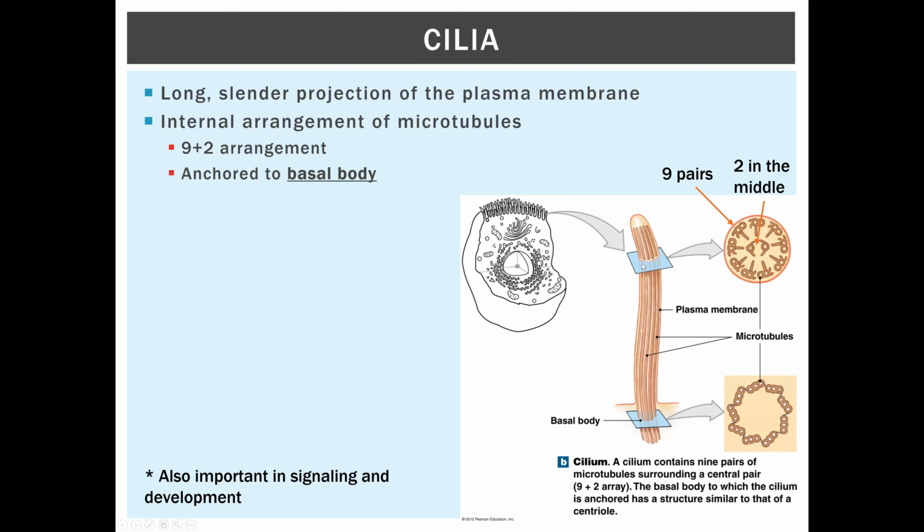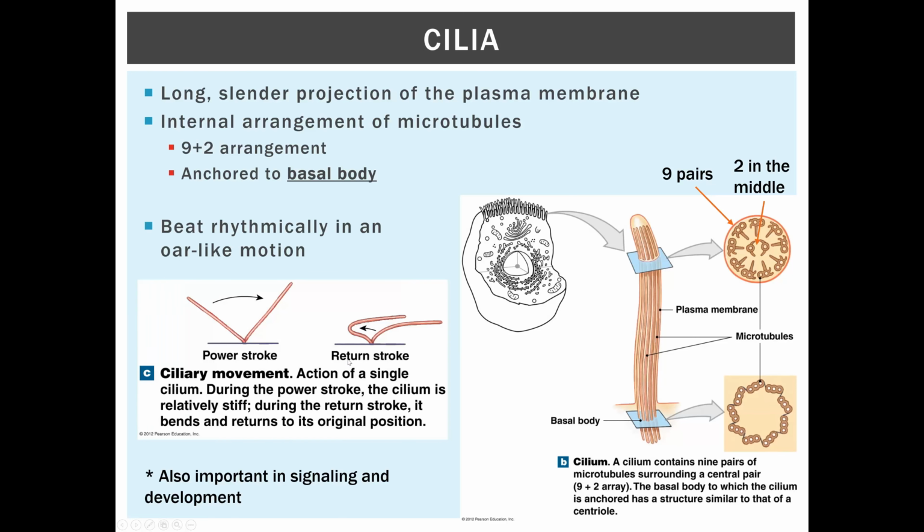And a cilia, again, this is extending off of the plasma membrane, and it's anchored to the cell in the plasma membrane at the bottom by a structure called the basal body, which looks a lot like a centriole. This has the 9+0. Cilia can beat rhythmically in an oar-like motion, so imagine how an oar works in a canoe or a boat. So there's a power stroke and a return stroke, and it allows the cilium to actually move materials and in some cases even move the cell.